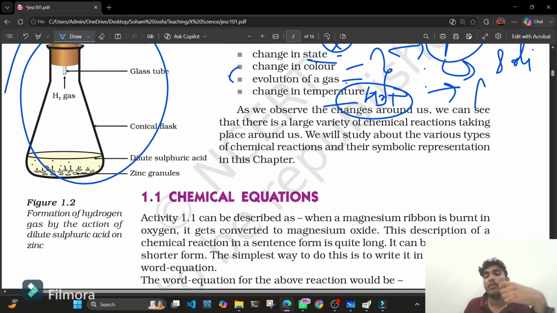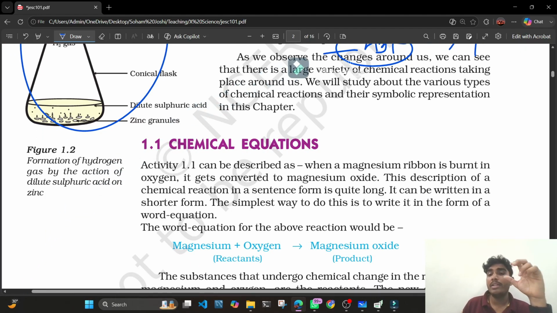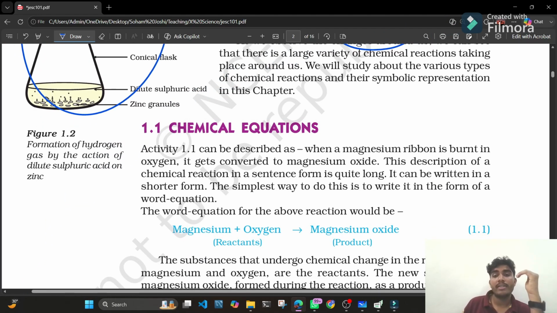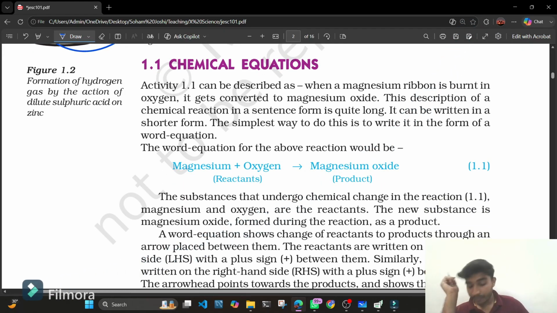As we observe the changes around us, we can see that there is a large variety of chemical reactions taking place around us. We'll study the various types of chemical reactions and their symbolic representation in this chapter. Okay, so now next up we have chemical equations.